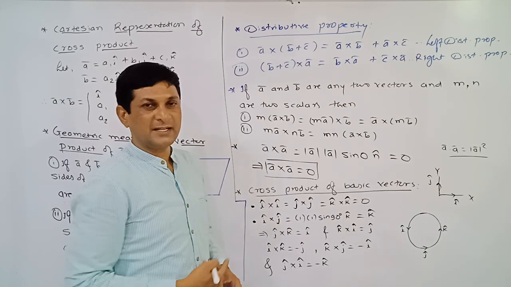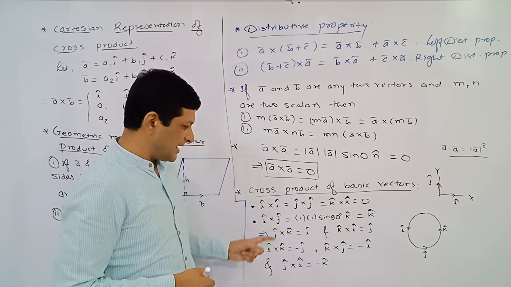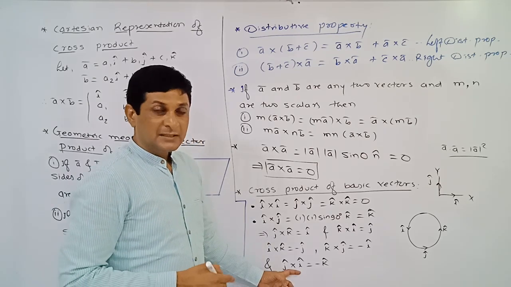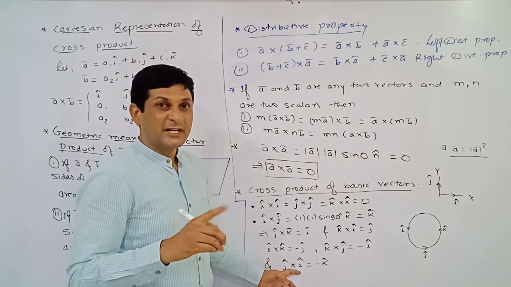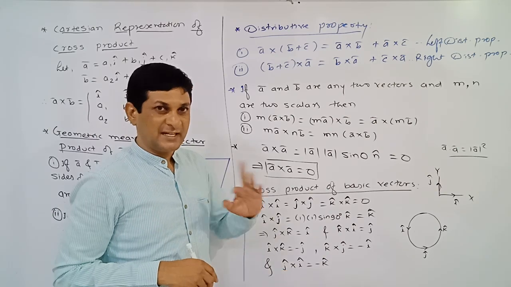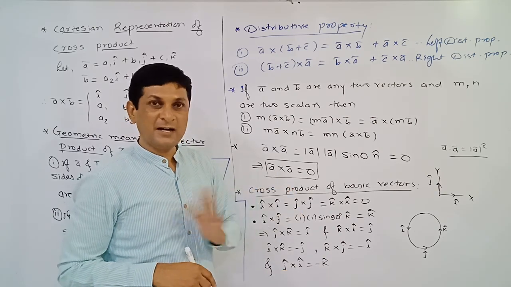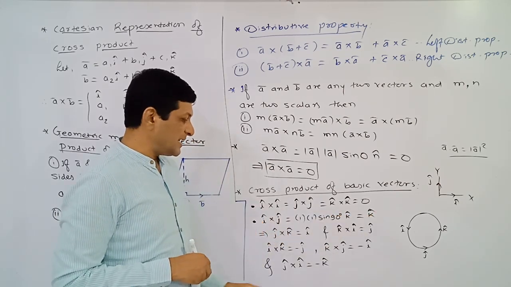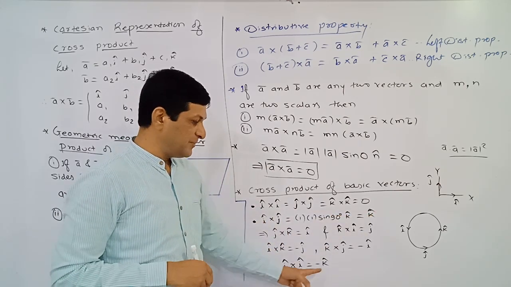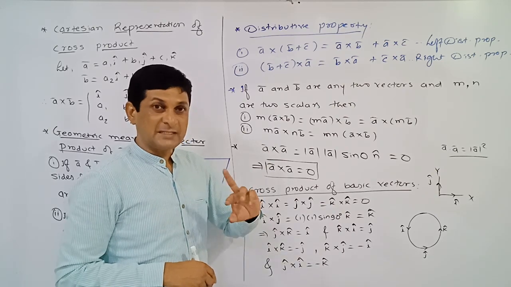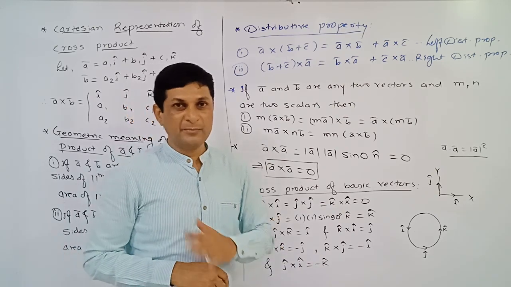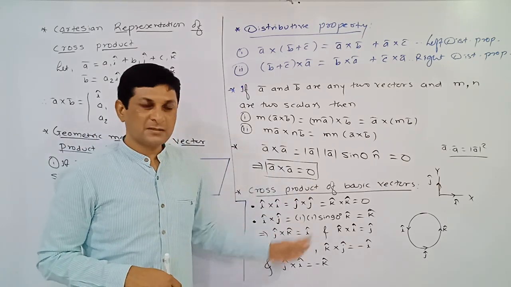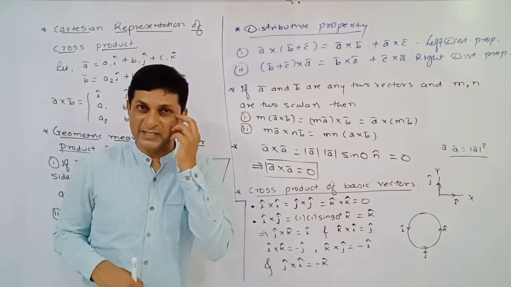If it is clockwise, then the result will be negative, because already we know that the commutative property does not hold in cross product: a bar cross b bar and b bar cross a bar are unequal. If i cap cross j cap is k, then j cap cross i cap will definitely be minus k, because directions are opposite. Commutative property does not hold in cross product. Well, remember these results are related with cross product of basic vectors.